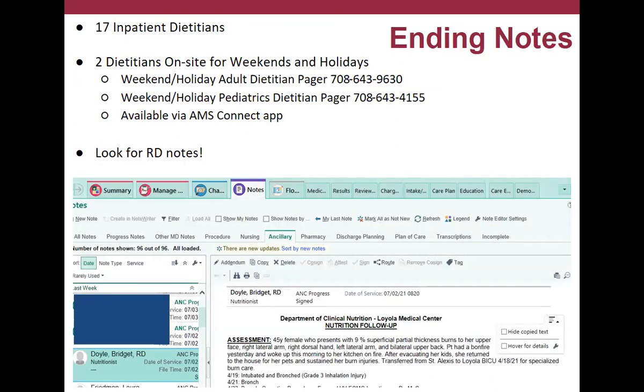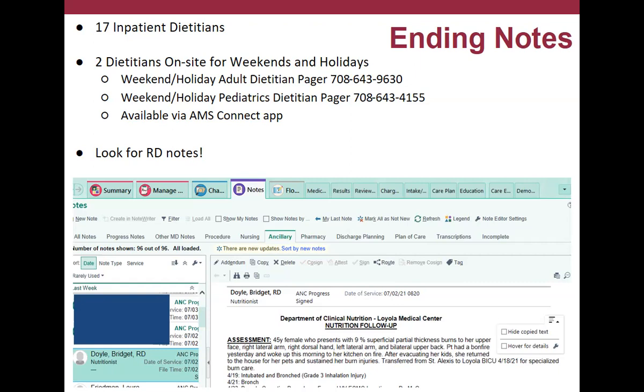And then just my ending notes. So here at Loyola, we have 17 inpatient dietitians, and then we have multiple outpatient dietitians as well. We're floor-based, so we just cover the patients based on what floor they're on. So if they transfer units, then they transfer to that dietitian, except some dietitians are service-based, mainly the transplant dietitians like myself, where we follow our transplant patients no matter where they are in the hospital.